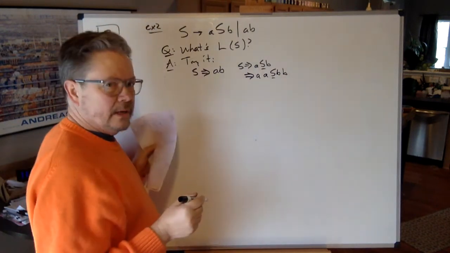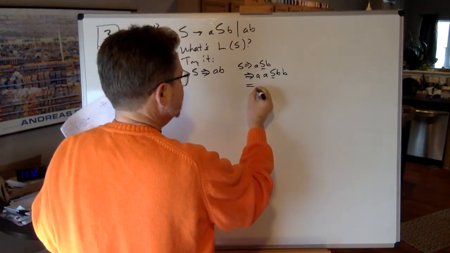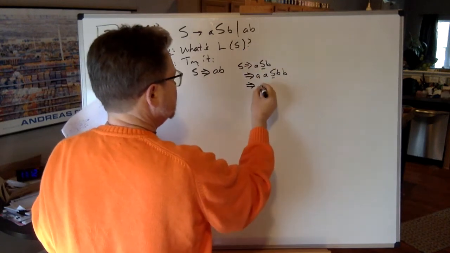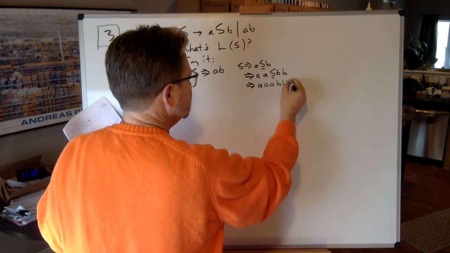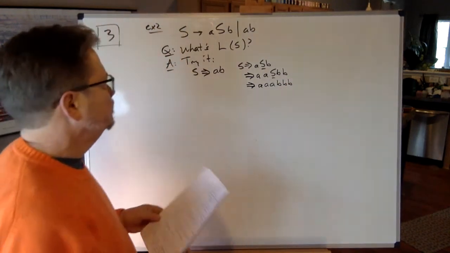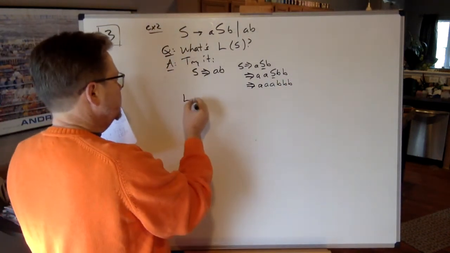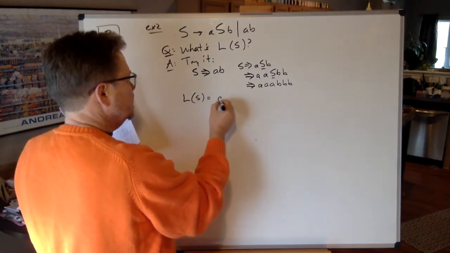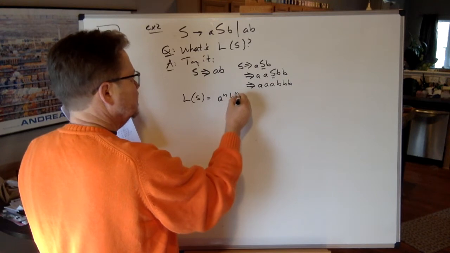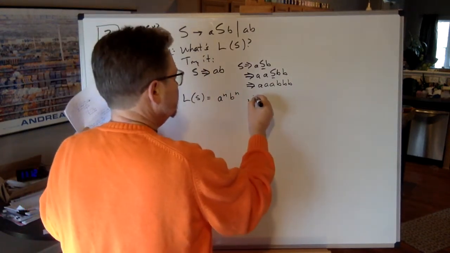Rapidly, we see a pattern developing, so I think I'll close this off. And this time, replace S with just AB. A, B, B, B. So the answer to the question, L(S) equals, you know what? It's a to the n, b to the n, where n is greater than or equal to 1.